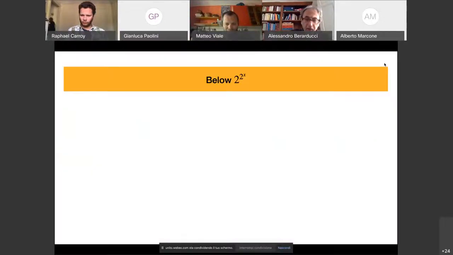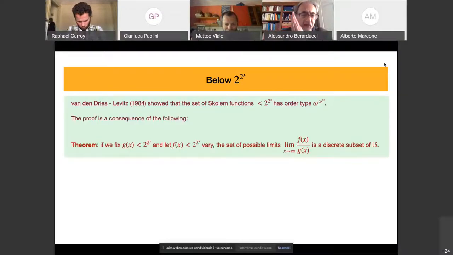Now let me mention that there have been various attempts to solve the Skolem problem. There are some very huge bounds on the order type, like the first predicative ordinal, very, very big, gamma zero, for people that know these big ordinals, or even larger than that. But below 2 to the 2 to the x, there are better results. Below 2 to the 2 to the x, Van den Dries and Levitz showed that the order type of the Skolem functions less than 2 to the 2 to the x is omega to the omega to the omega.